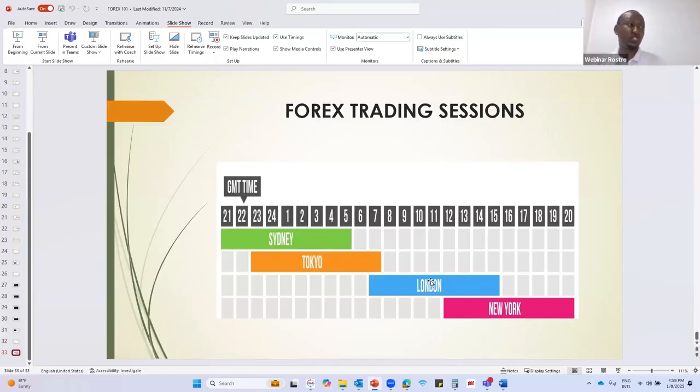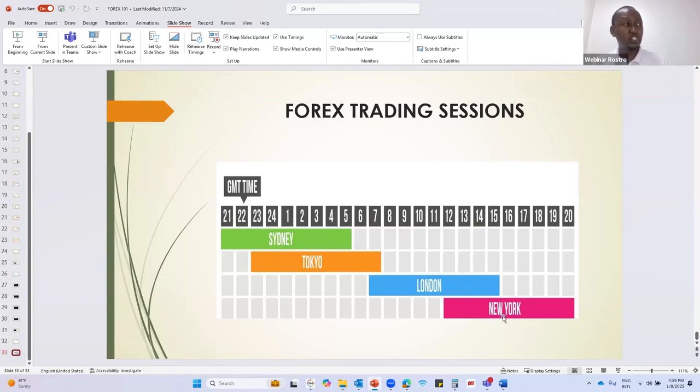When you come to the London session, here you can trade the GBPs, the CHF, right, and also the euros. So currencies that are paired with euro, like maybe Euro GBP, Euro AUD. Or GBP JPY, it's still active in the London session.